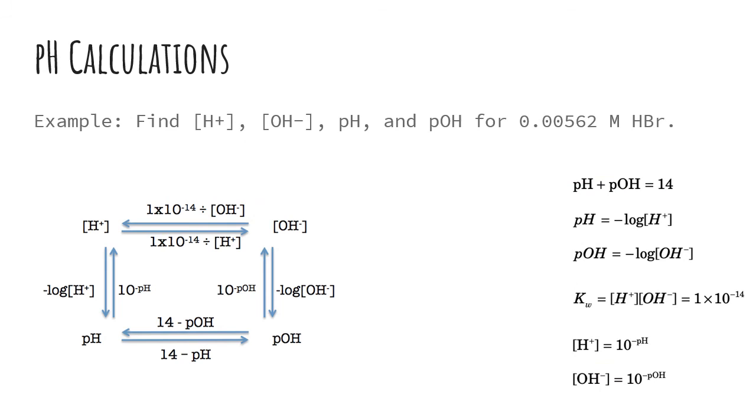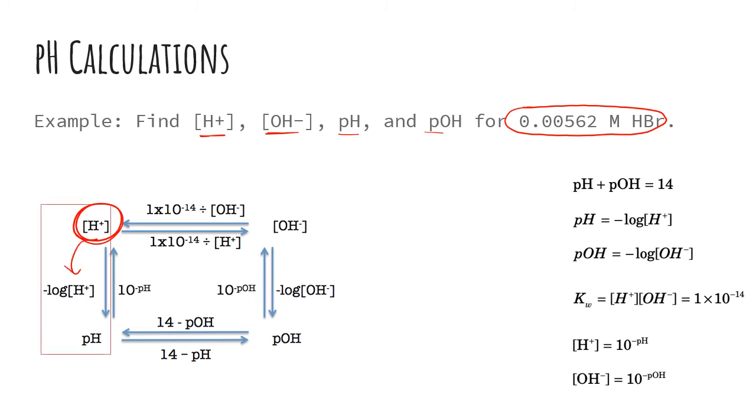This one is actually asking me to find all four things, H+, OH-, pH, and pOH. But now I am given 0.00562 molar HBr. HBr is an acid, so that means what I'm given is the concentration of H+. So I'm first going to go to pH, then I'm going to go to pOH, then I'm going to find the concentration of hydroxide.